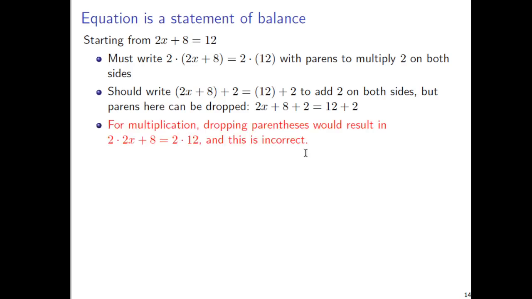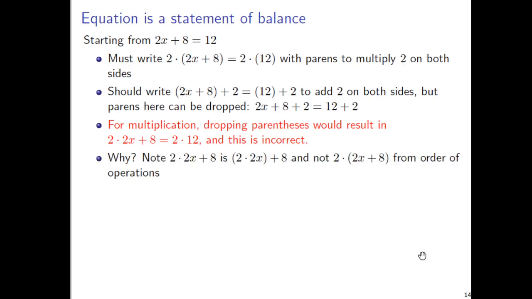For multiplication, dropping parentheses would result in this text shown in red: 2 times 2x plus 8 equals 2 times 12. Now the right side is fine, 2 times 12, that's fine. But you'll notice here on the left side, 2 times 2x would happen before plus 8 would. But it really should be 2x plus 8, that entire thing, that's its own concept. That should be protected in parentheses as shown in the first item here, and then that result should be multiplied by 2. So yeah, here it is, right? 2 times 2x plus 8 is, due to order of operations, 2 times 2x in parentheses plus 8, and not 2 times quantity 2x plus 8.